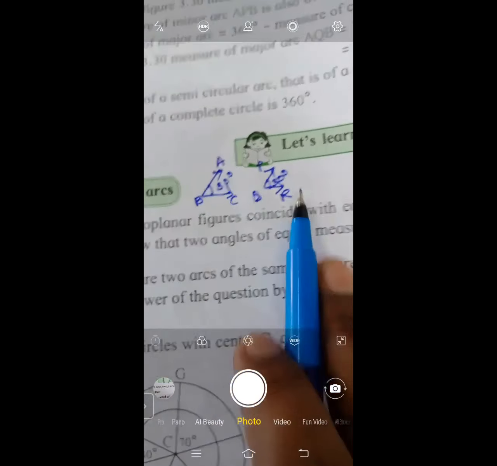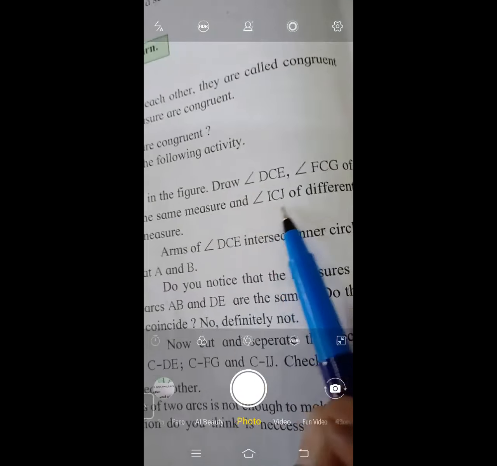Similarly, are two arcs of the same measure congruent? If both the arcs have the same measure, are they congruent? We are going to find this answer by doing this activity. Draw two circles with center C. You can see this is our outer circle and this is the inner circle. As shown in the figure, angle DCE and angle FCG have the same measure, and angle ICJ has a different measure.